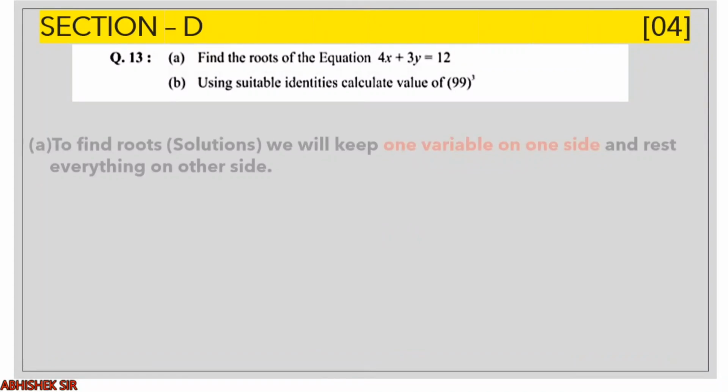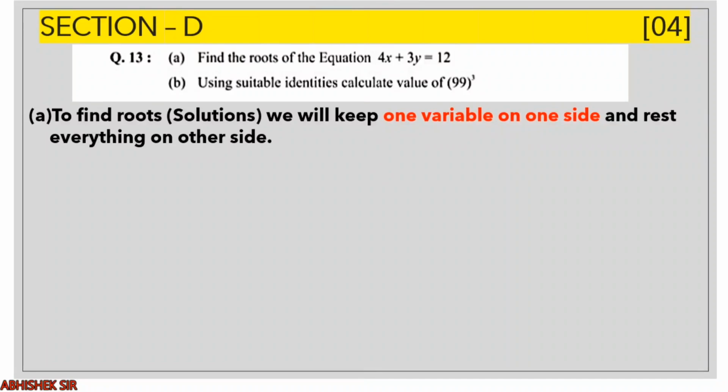Now for finding a solution, we'll keep one variable on one side and everything else on the other side, and then we'll put in values. So converting the equation 4x plus 3y equals 12 into 4x equals 12 minus 3y. So I've taken 3y to the other side. Now 4 is still remaining, so 4 will be taken downwards. So finally x equals (12 minus 3y) upon 4.